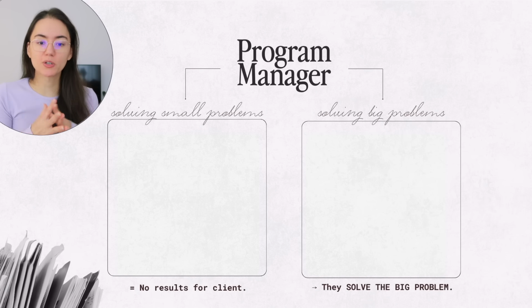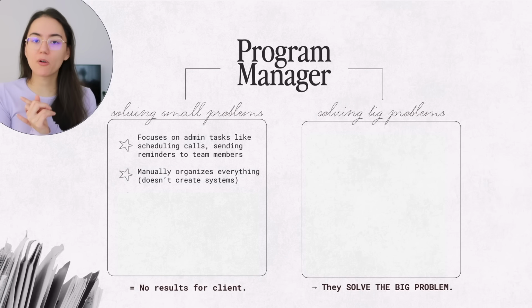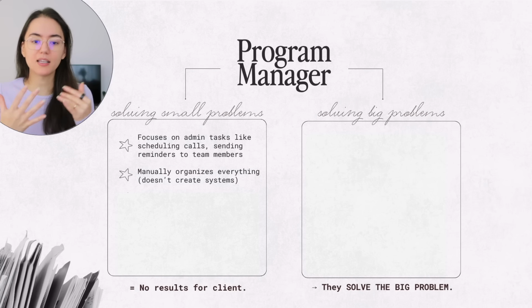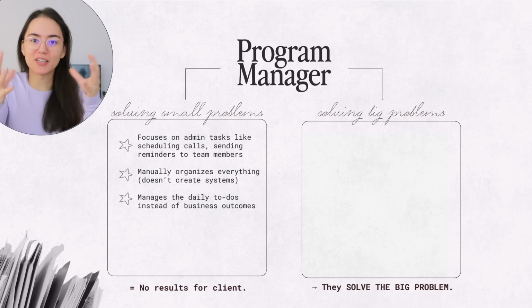Small problem version could be focusing on random admin tasks, scheduling calls, manually organizing things. You're not thinking systematically, you're managing daily to-dos instead of the business outcomes. Again, I think all of this comes down to the soft skill of being able to think contextually. It's almost like you have to take their big problem and make it your big problem.